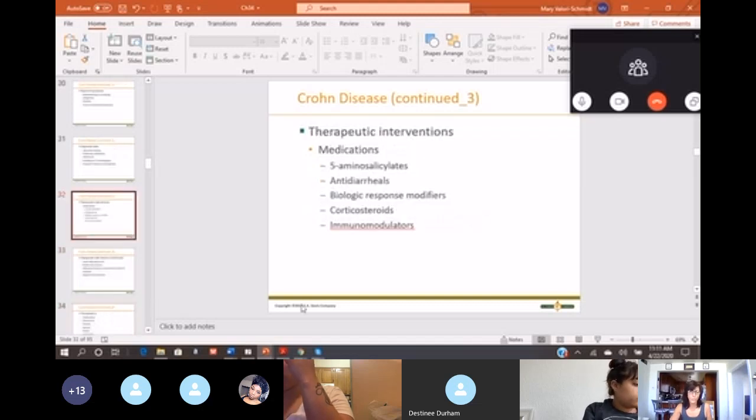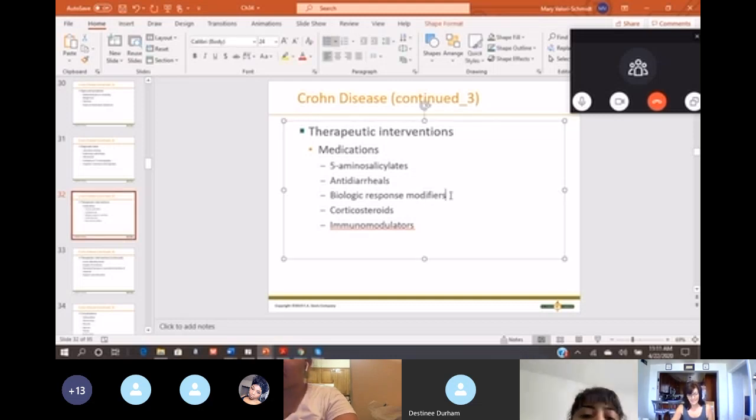Even though there are lots of things listed here for therapeutic interventions, I'm going to tell you that corticosteroids and immunomodulators are the biggest. Biologics are there too, so we'll talk about all of those in a second. Let's start with the biologics. Etanercept, I'm going to put that on here.